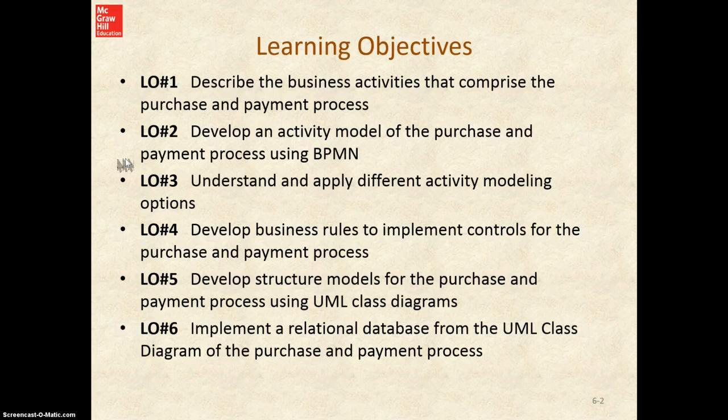Our learning objectives for this chapter are: 1. Describe the business activities that comprise the purchase and payment process. 2. Develop an activity model of the purchase and payment process using BPMN. 3. Understand and apply different activity modeling options. 4. Develop business rules to implement controls for the purchase and payment process. 5. Develop structured models for the purchase and payment process using UML class diagrams. And 6. Implement a relational database from the UML class diagram of the purchase and payment process.